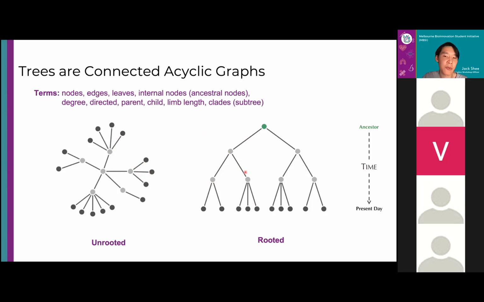And it just depends how we define, but all of these are considered subtrees. So these are all the terminology that we'll use when we're going to describe tree construction algorithms.